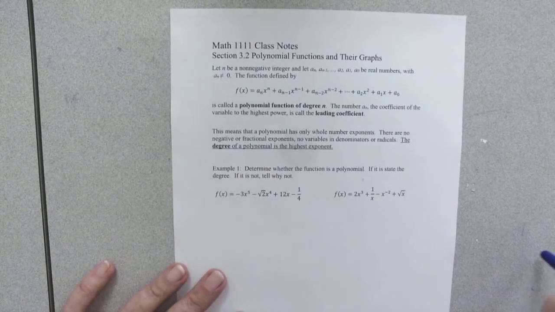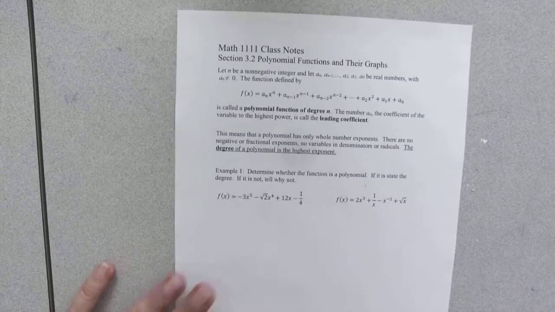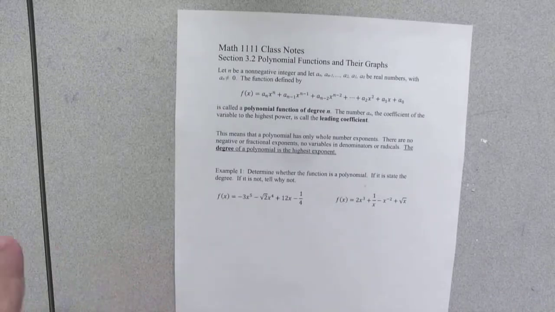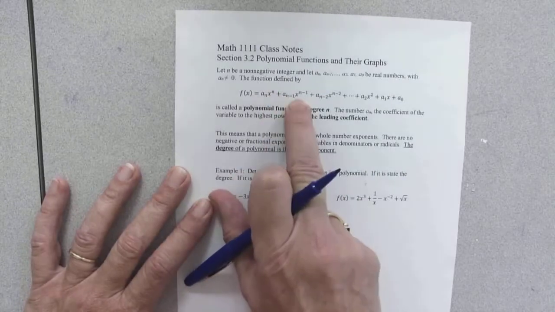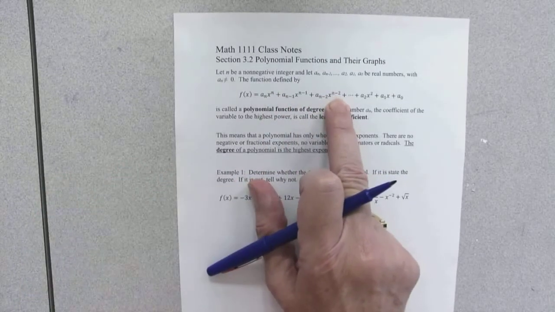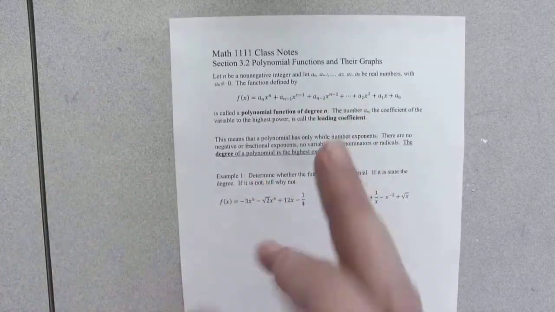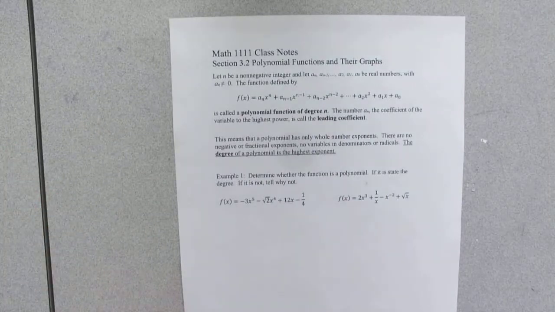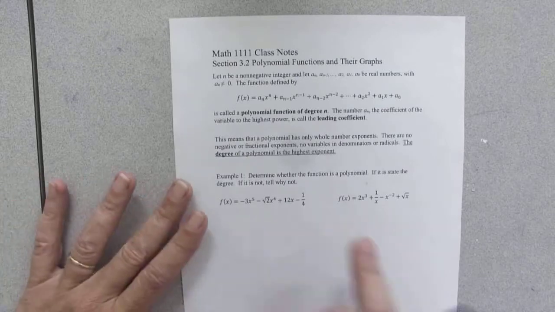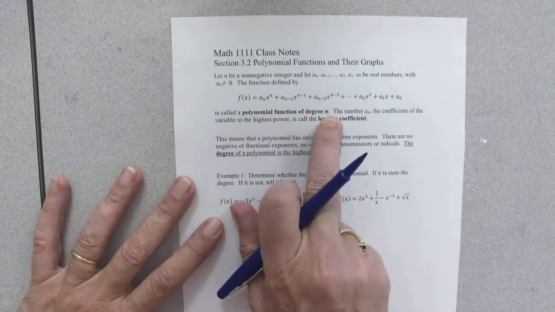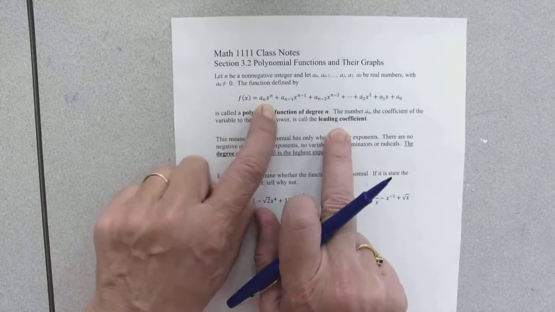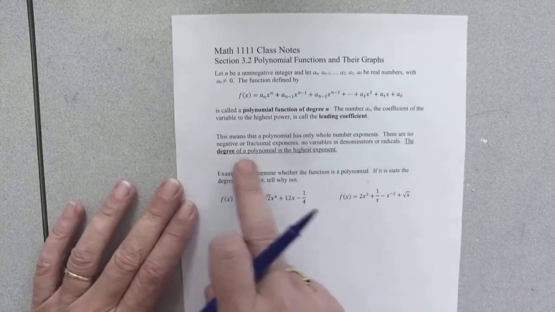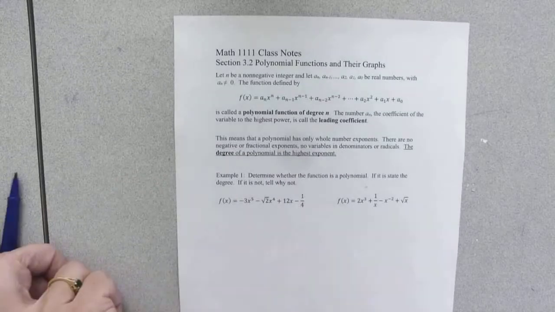So that means 0, 1, 2, 3, 4, 5, 6, 7, that sort of thing. My exponents, n minus 1, n minus 2, are non-negative integers: my exponents are 0, 1, 2, 3, 4, numbers like that. The highest exponent is called the degree, and the coefficient of the degree term is called the leading coefficient. Then it's all summarized here.